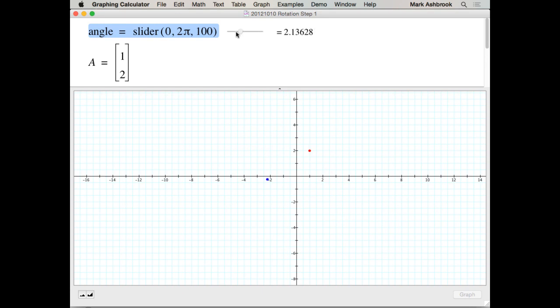So that's what this file does. You enter a starting point, and I've got this variable called angle, and I made it a slider. When the slider is set to 0, we're just talking about whatever that point is. As you increase the angle with the slider, it will start to rotate counterclockwise around the origin from the initial point. And when you get to 2 pi, it'll be back to where you started.